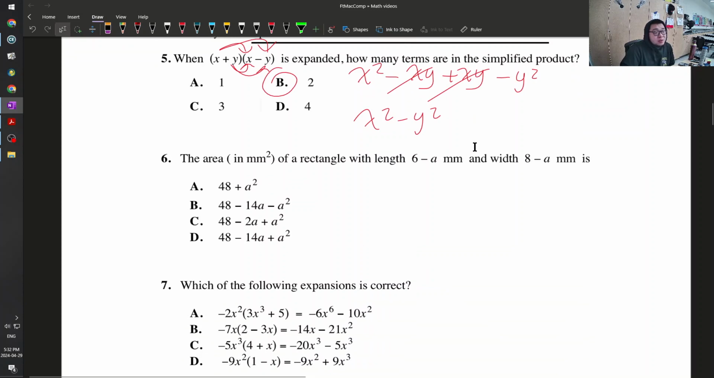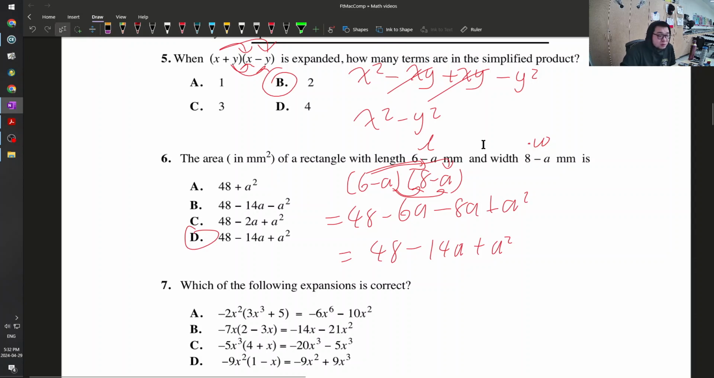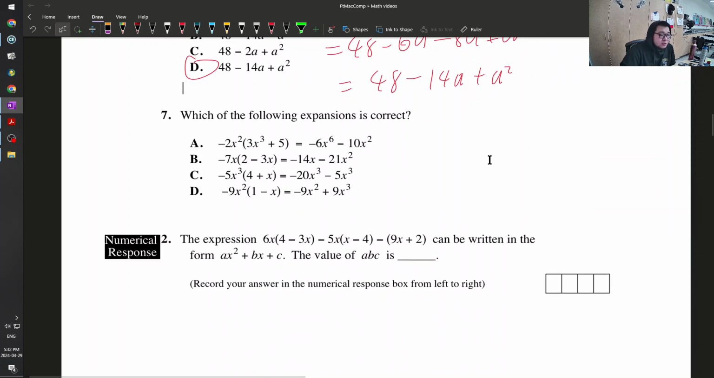6. The area in millimeters squared of a rectangle with length this and this is equal to. So rectangle is length times width. So 6 minus a times 8 minus a is equal to 48 minus 6a minus 8a. Negative a times negative a is plus a squared. 48, combine these two terms, minus 14a plus a squared. What is the answer? 6 is D.